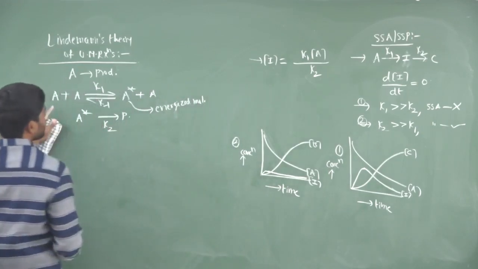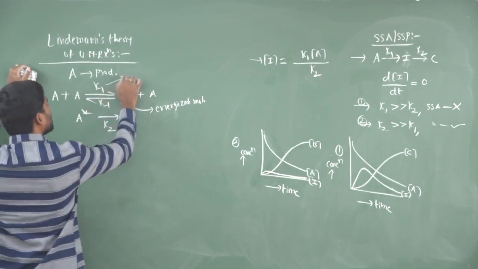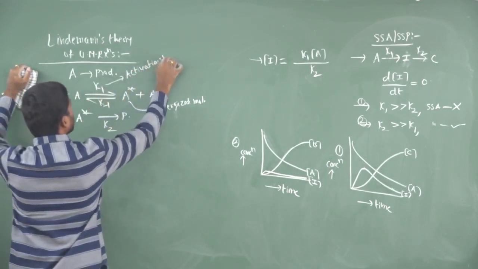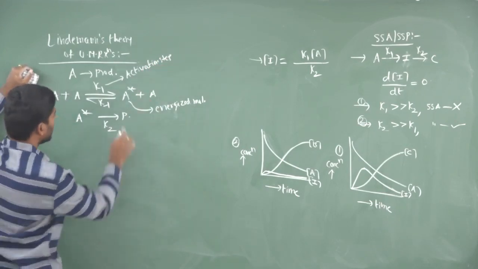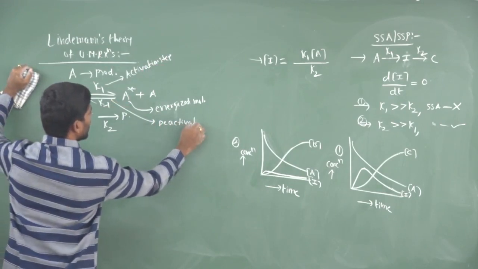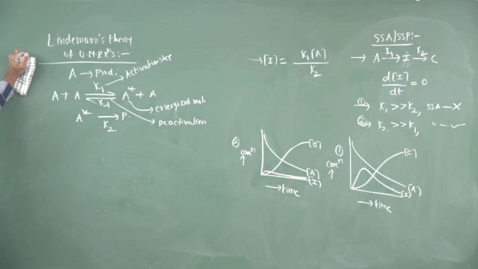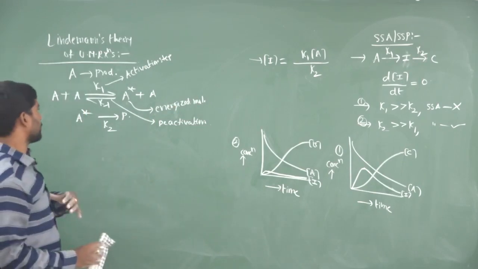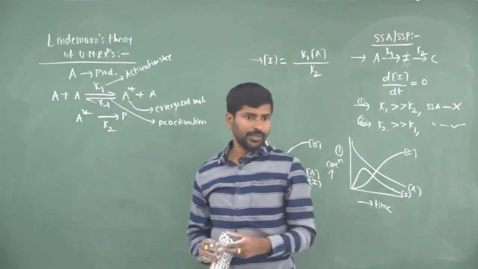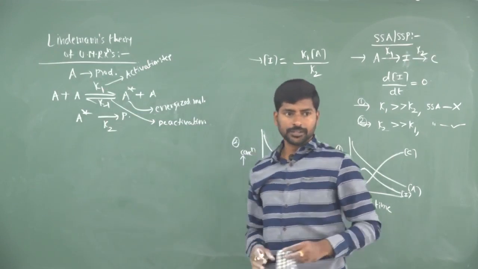Next, what is the forward step? The forward step is called the activation step or energization step. The backward step is called the deactivation step or de-energization step. Sometimes they ask to calculate the rate constant for the activation step. Calculate the rate constant for the activation step means what? K1 we have to calculate.